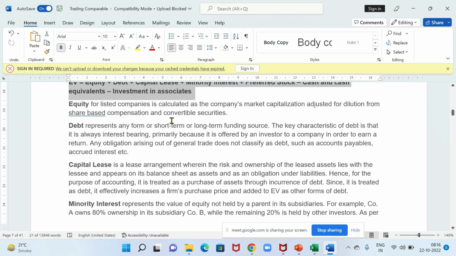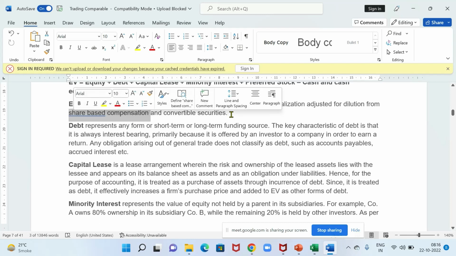Equity value or market cap is basically total outstanding shares times share price. For total outstanding shares, we also take convertible securities and share-based compensation, which I'll elaborate on subsequently. Convertible securities are those securities which have the options of both debt as well as equity.